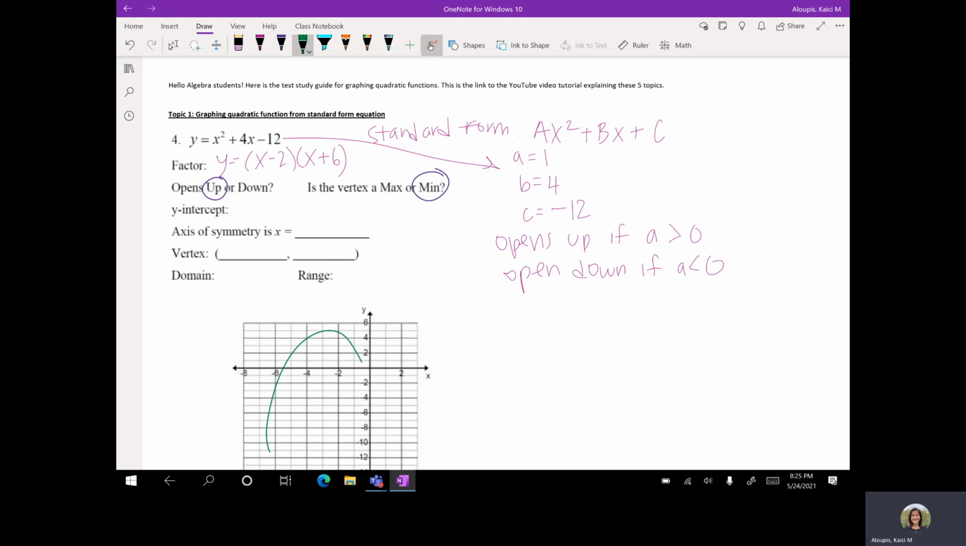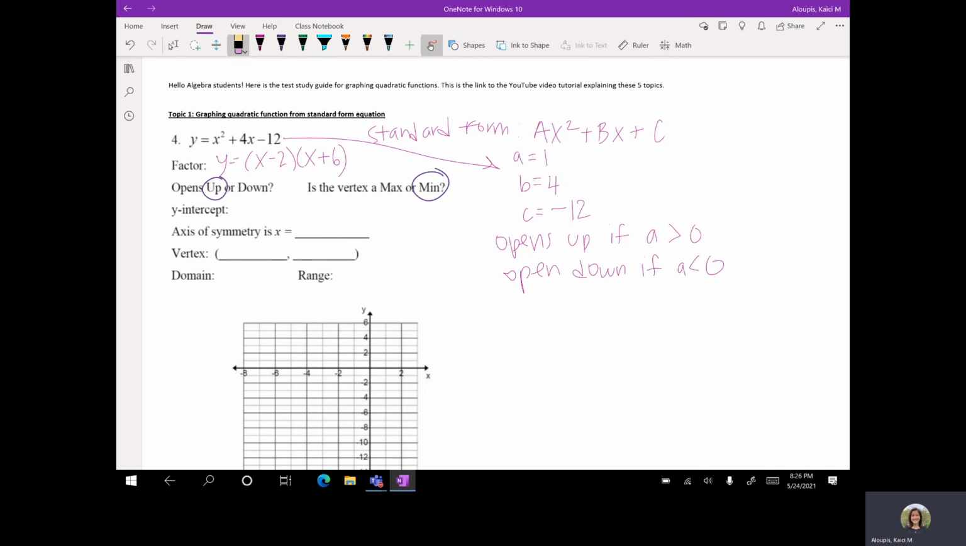If we had a graph that had been opening down like a frowny face because we had a negative leading coefficient, as in a was less than 0, this vertex is a maximum. That's the maximum point of which our graph will lie on our graph here.